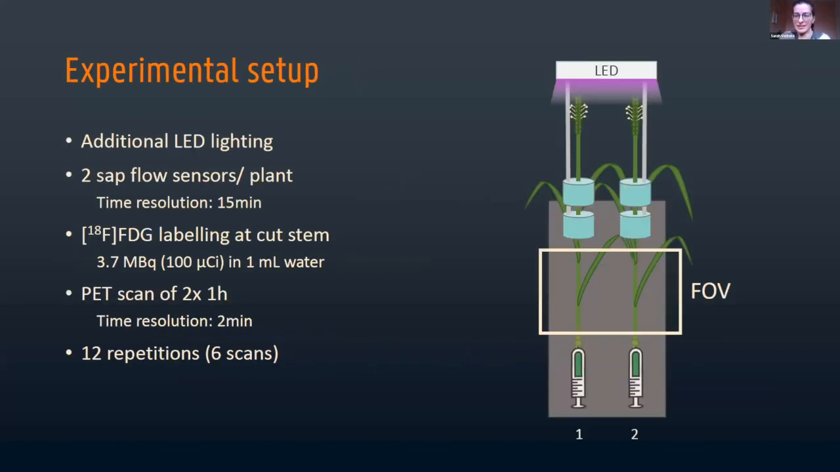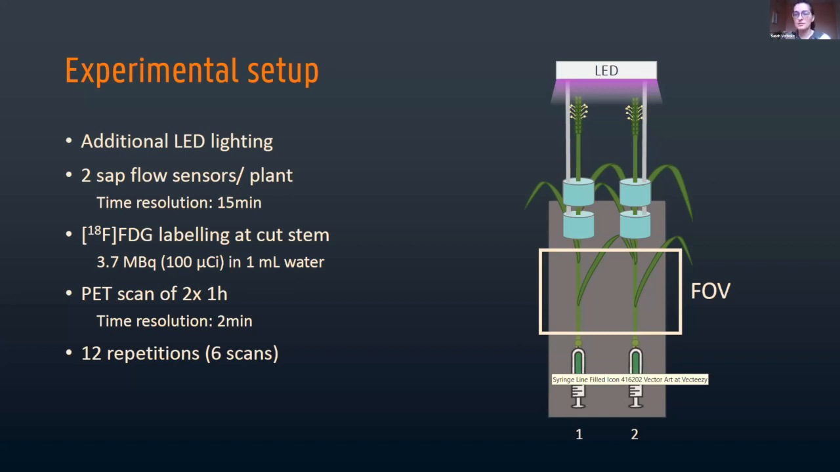So in order to validate it, we put wheat plants in the PET scanner available. We added additional lighting to make sure that there was enough sap flow going on. We installed 2 plants with 2 sap flow sensors per plant that had a heat pulse every 15 minutes. And then we applied, at the cut stem, FDG dissolved in water. So this water would be taken up and measured in the scanner. We had 2 scans of an hour immediately next to each other, and then in total 12 repetitions.